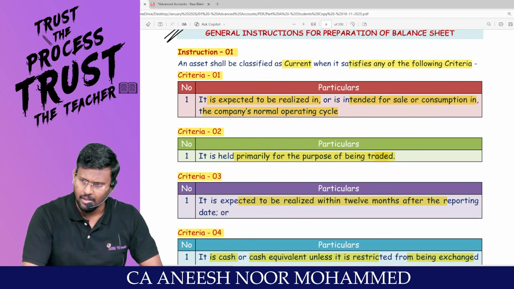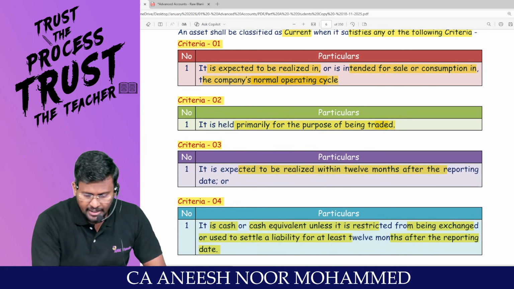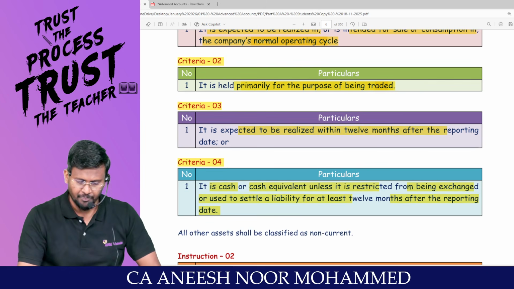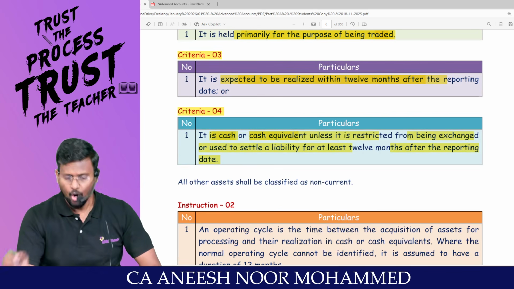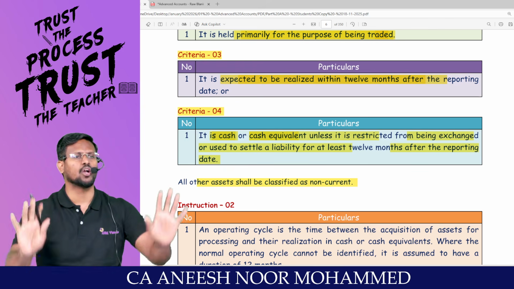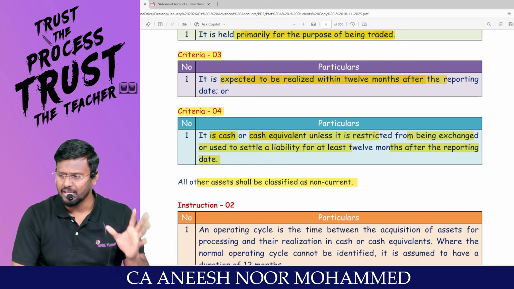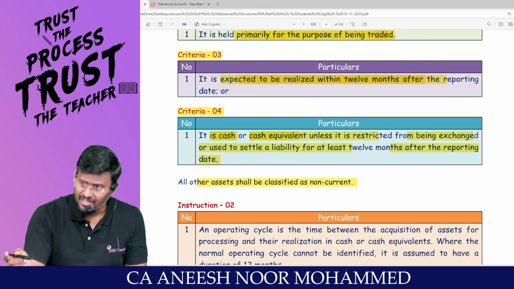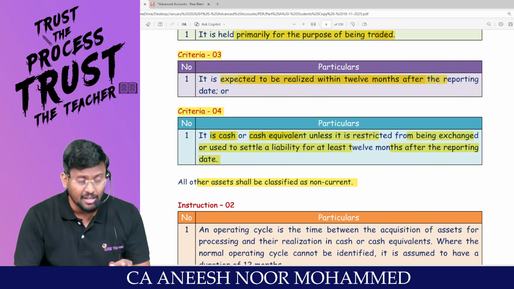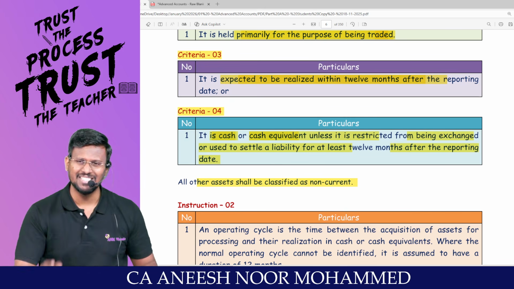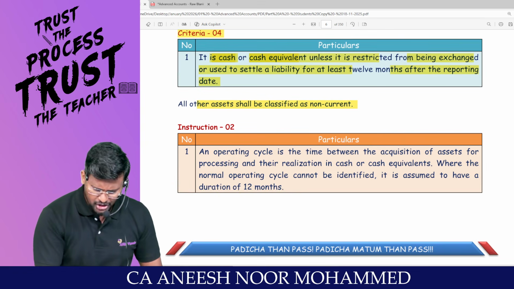What are the criteria? Number 1, in the normal operating cycle itself, I will realize or I will use it. Or it is primarily for the purpose of being traded. Or it is expected to be realized within 12 months. Or it is cash and cash equivalent. All other assets shall be classified as non-current. Simple. If it satisfies any one of the criteria, then it is current. All other things are non-current. Easy. So this is the decision-making benchmark to treat an asset as a current asset or a non-current asset.